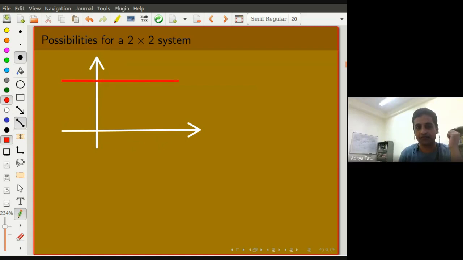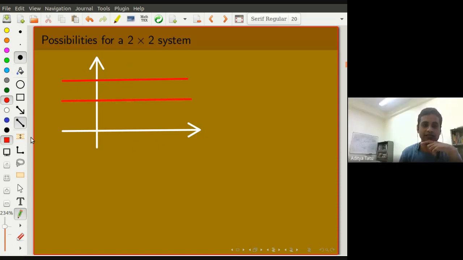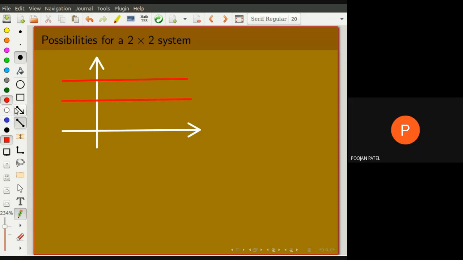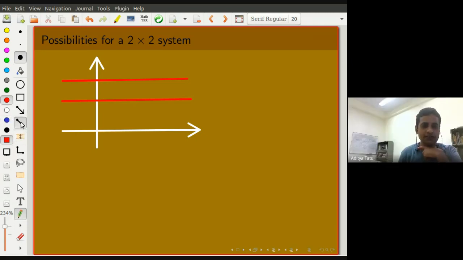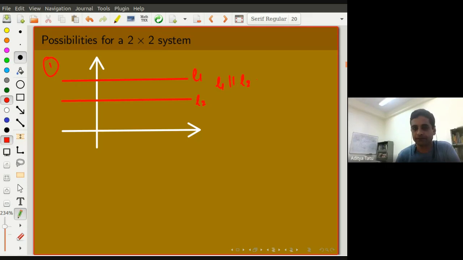Parallel lines. And there are cases where the two lines are coincident on each other. Let us first look at this case. Let's say your 2 by 2 system of equations geometrically corresponds to this picture. What would be the solution? No solution.